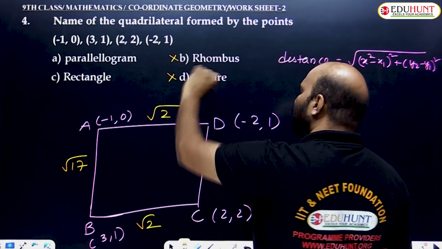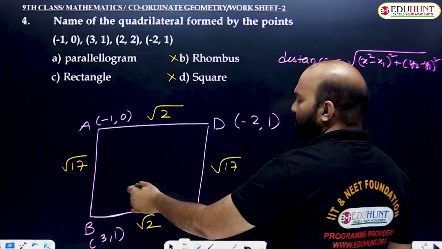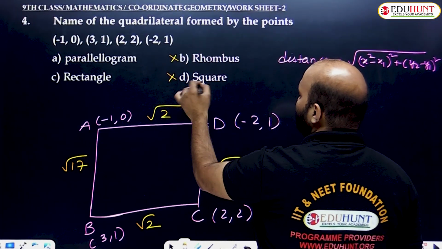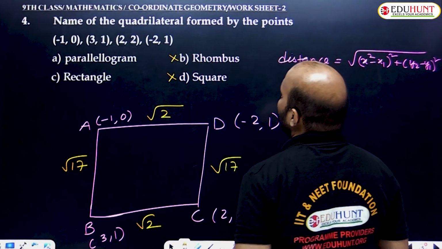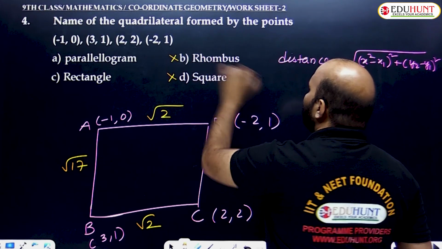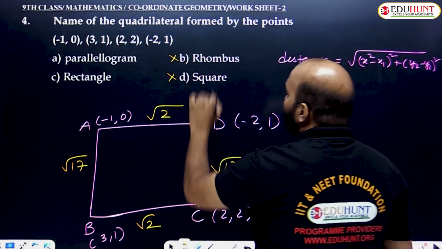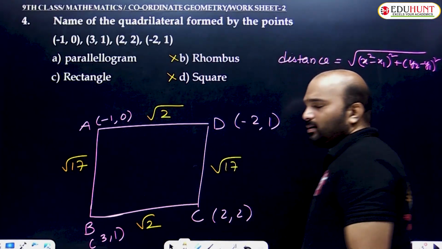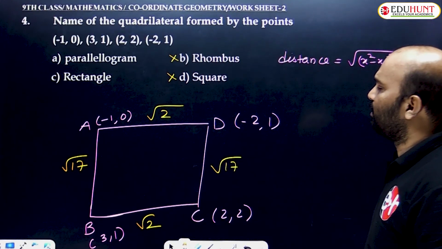In a rhombus also all sides are equal, but diagonals are not equal. So rhombus also fails, square also fails. In the square all sides are equal, diagonals also equal. In a rhombus all sides are equal, diagonals are not equal. But here we are not getting all sides equal, so rhombus and square are eliminated.